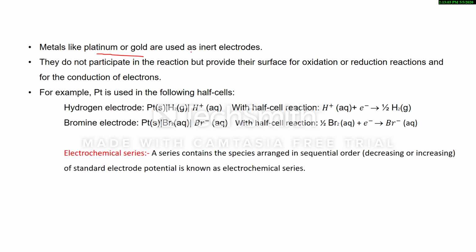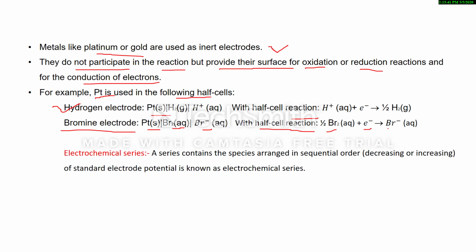Metals like platinum or gold are used as inert electrodes, like in the standard hydrogen electrode we have discussed. They do not participate in the reaction but provide their surface for the oxidation or reduction reaction and for the conduction of electrons. For example, platinum is used in the following half cells. About this hydrogen electrode we already discussed, that is Pt, H2, H+, and this half cell reaction can be written as H+ plus electron converting into half H2 gas. Bromine electrode: this is Pt, Br2 aqueous, Br minus, and the half cell reaction is half Br2 plus electron converting into Br minus. These are written in the form of reduction.